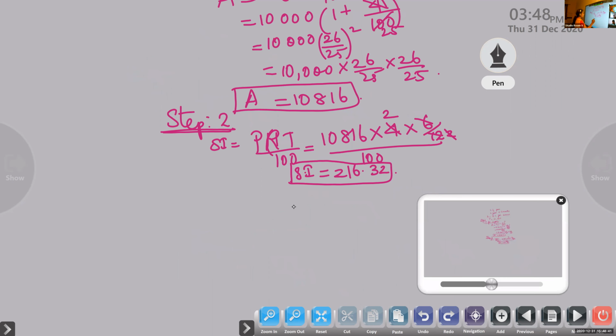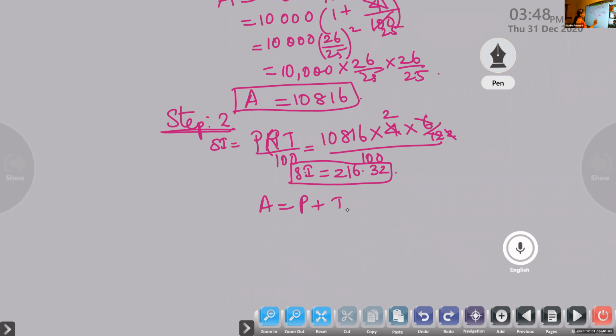Amount is equal to P plus I. So what is the amount here? It is 10,816 plus 216.32. So this is the amount we will get at the end of 2.5 years.